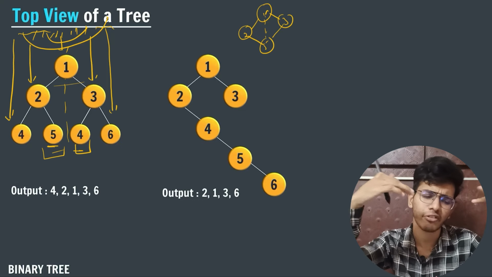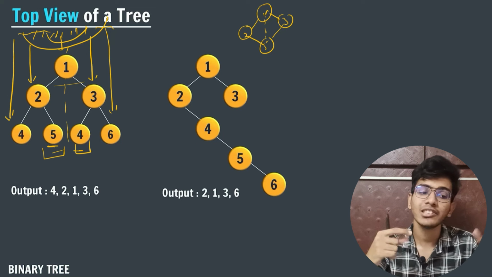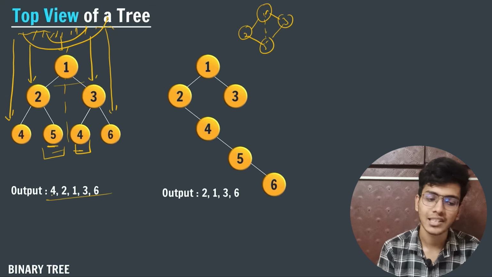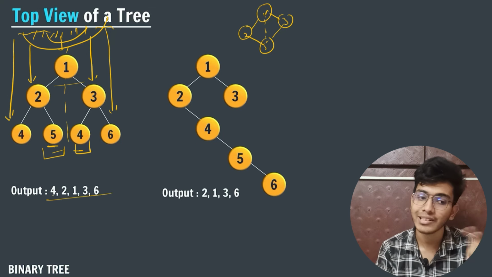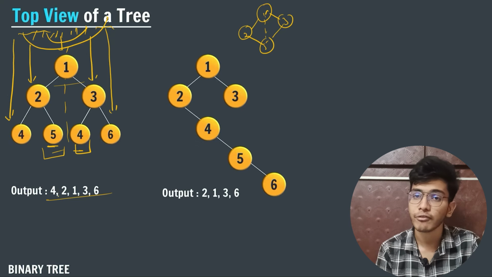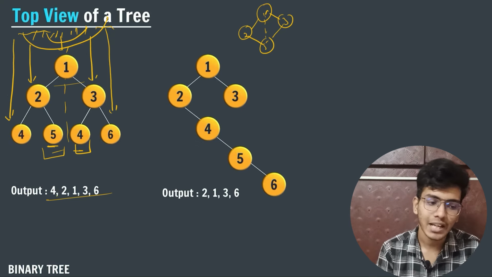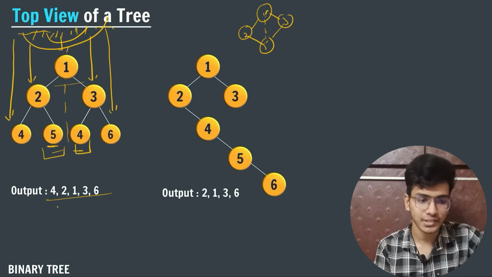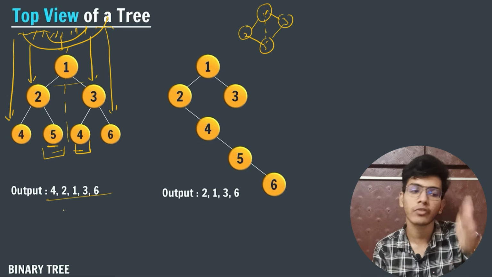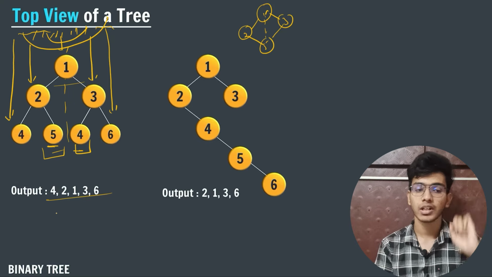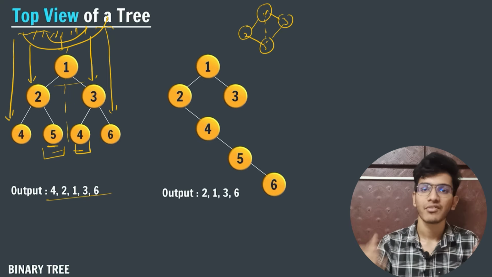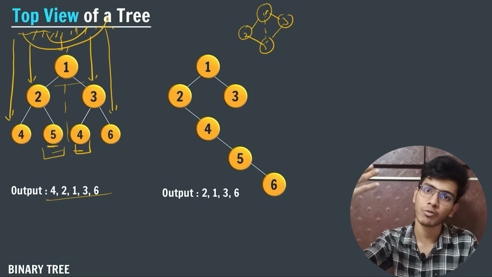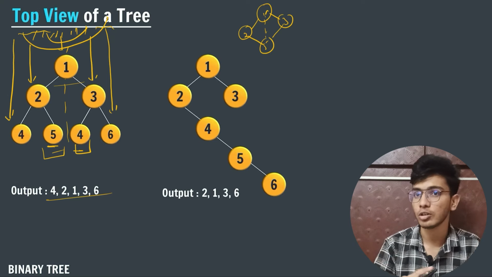So if I see from the top side, then I will see my tree something like this. These are the only nodes I will see from the top side of my tree. If I see the tree from the top side, then I will see first 4, after 2, after 1, after 3, after 6. So this is the asking of my question. From the top side, if I see my tree, what are the nodes I am seeing? I need to print those nodes.